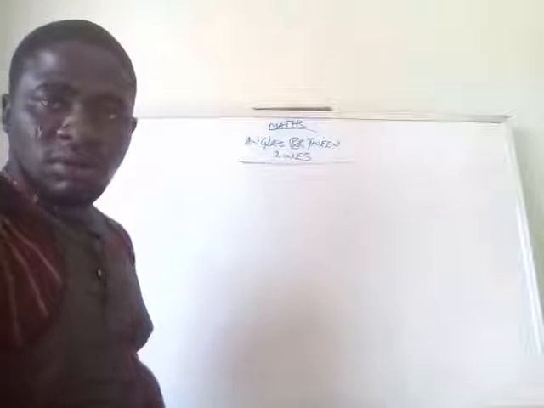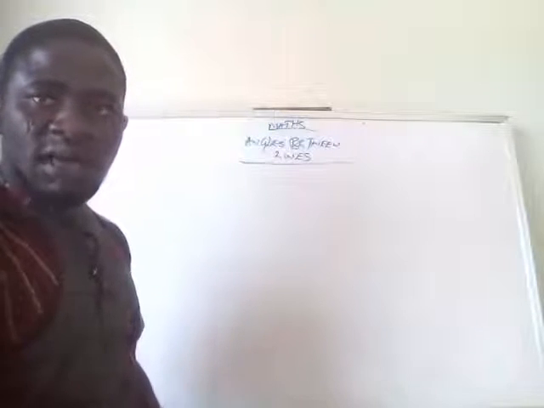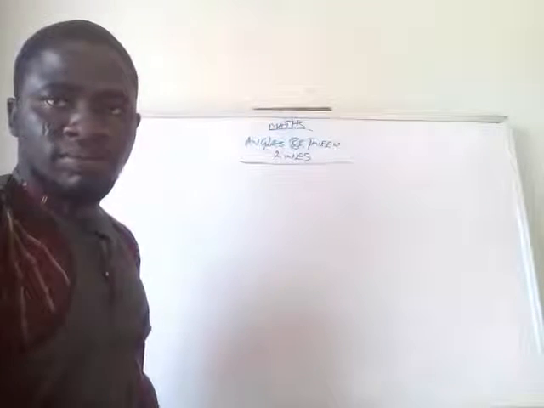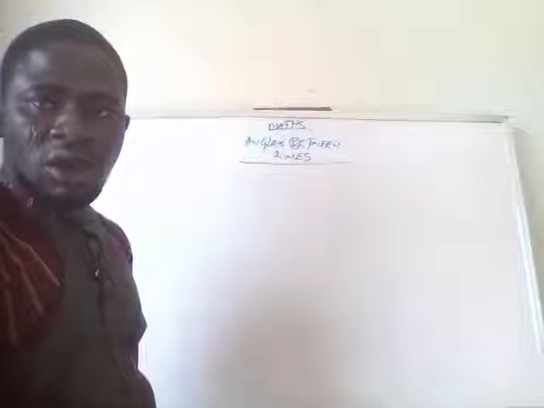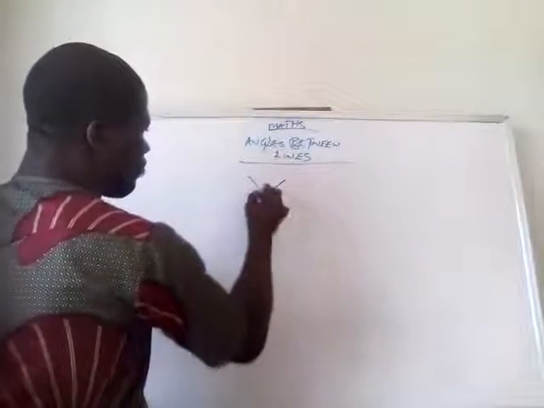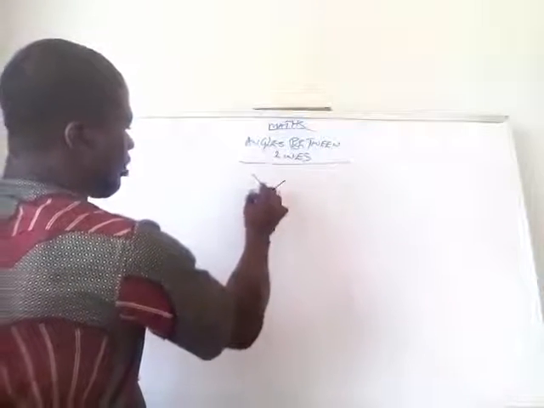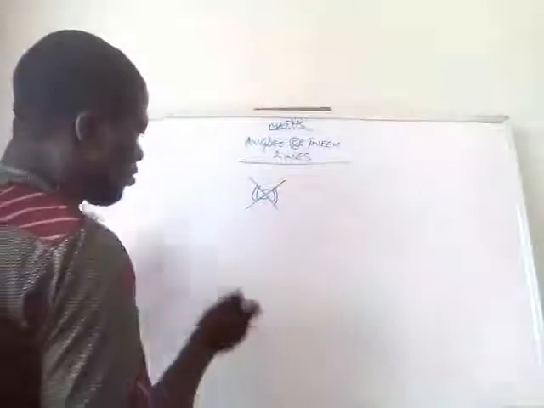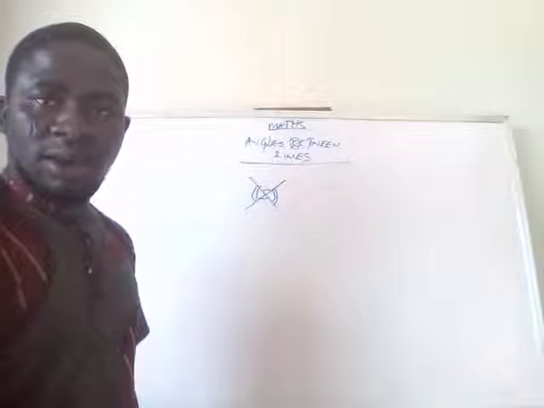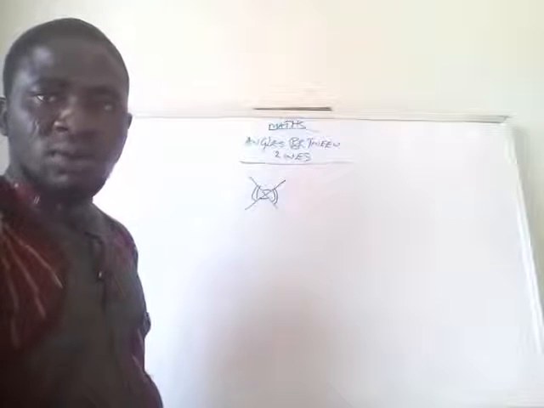Last week we talked about angles at a point, where we said the sum is 360. We talked about angles on a straight line, where we also said the sum of angles on a straight line is 180. We also discussed vertically opposite angles. If you have an angle here, it's equal to this. If you have an angle here, it's also equal to this. So what we'll be going into now is alternate angles and corresponding angles.